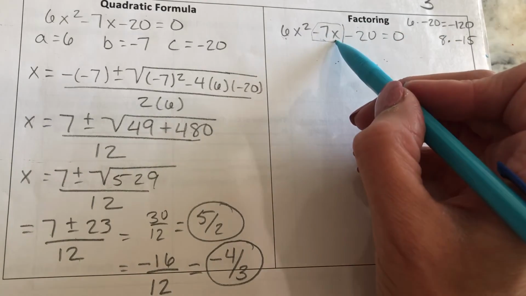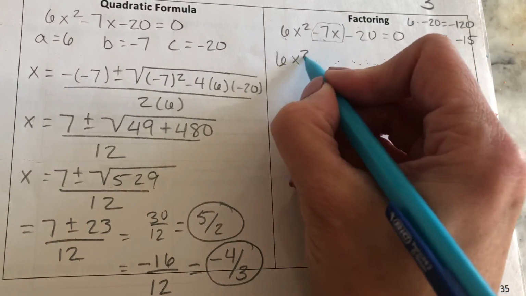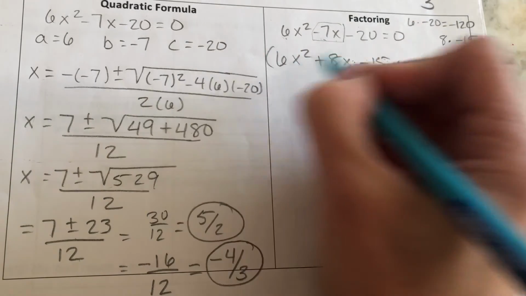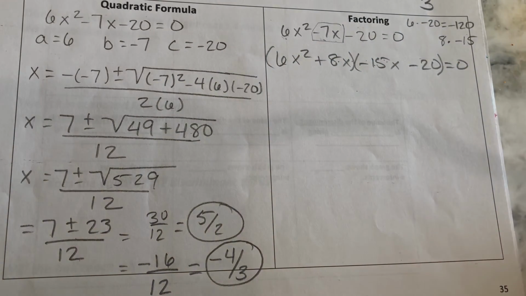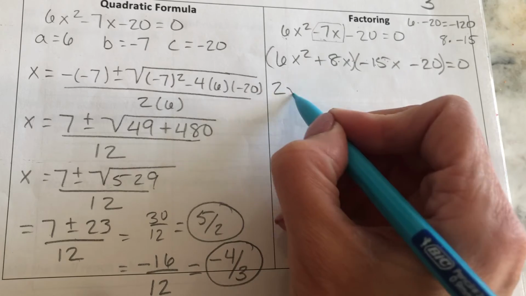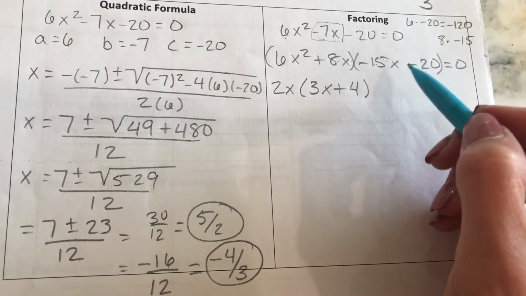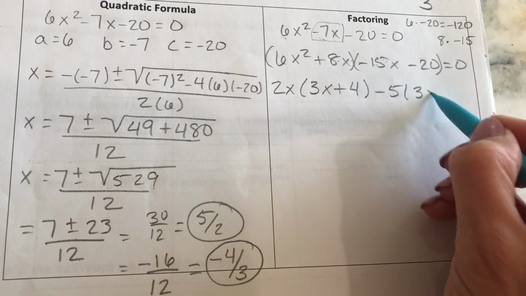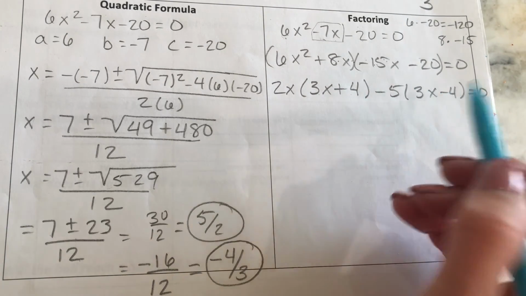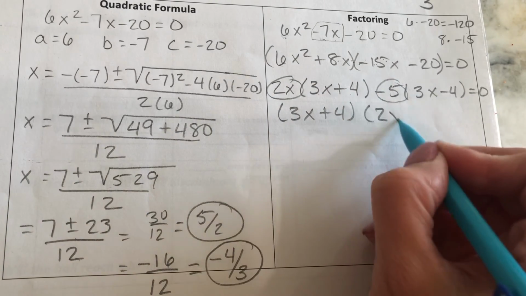So I'm going to replace negative 7x with 8x and negative 15x. Then I'm ready to group my terms. At this point, we're going to look for a GCF. So the GCF of the first group would be 2x. And the GCF of the second group is negative 5. Our common factor there is the 3x plus 4, and then I have 2x minus 5 for my other factor.